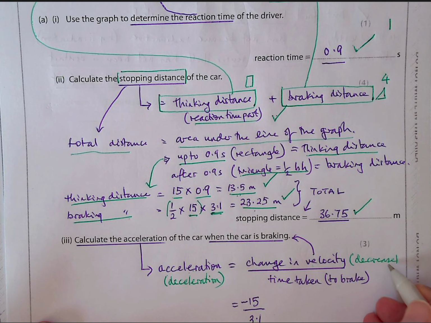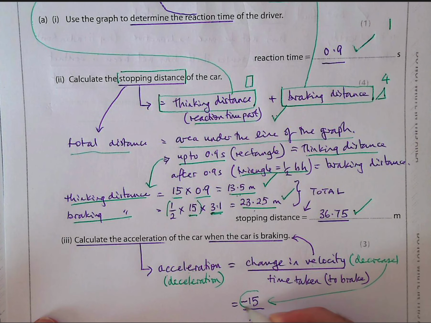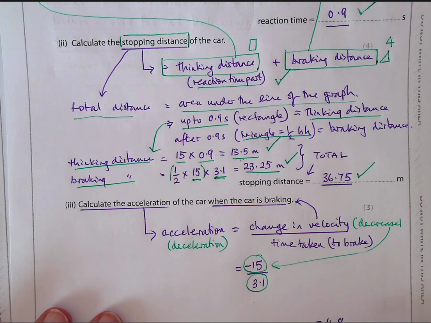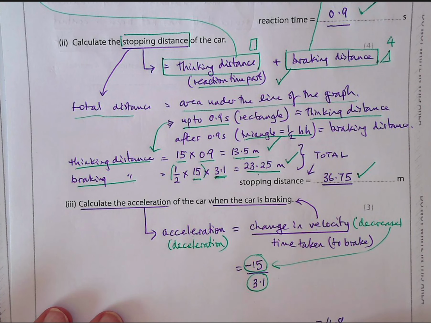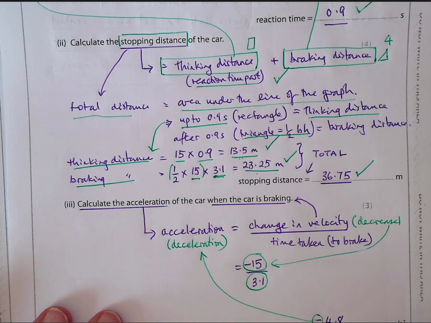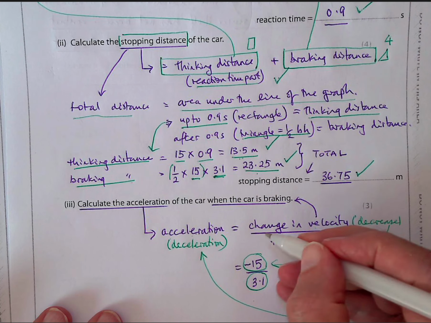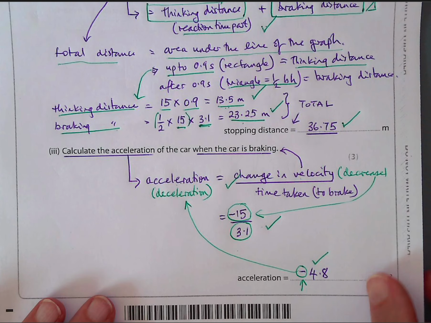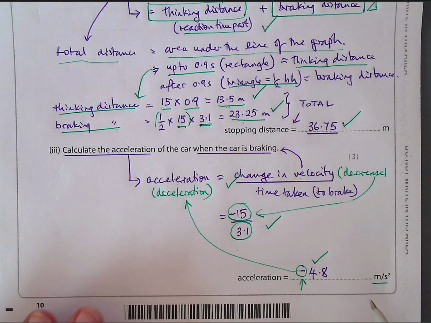So the decrease in velocity is minus 15. And the time taken for the braking, remember, was 3.1 seconds. Yeah, the second part of the graph. You do that together, the minus sign shows that you know it's a negative acceleration. So acceleration minus means deceleration. And the units have been given to you, so I don't need it. So 3 marks, 1 for knowing the equation, 1 for putting the numbers in, and 1 for the answer with a negative sign. Okay, there's your 3 marks, and that is rounded up to 2 significant figures.